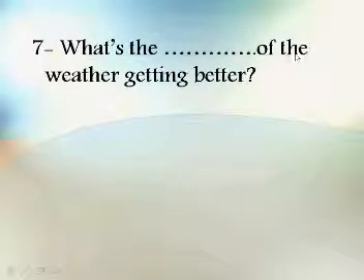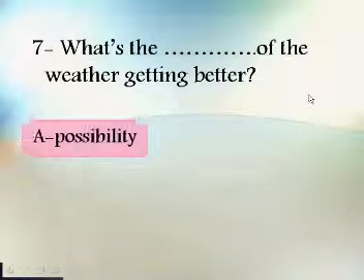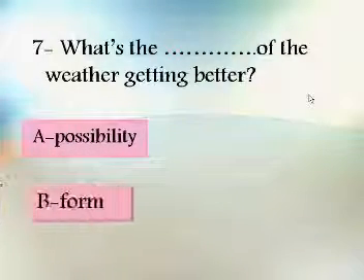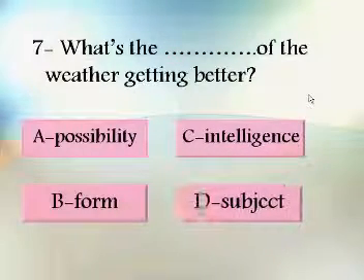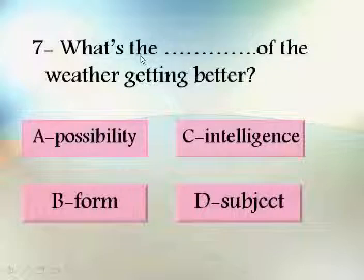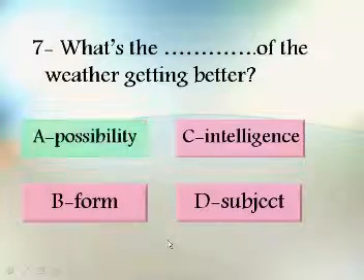What's the ___ of the weather getting better? Possibility, form, intelligence, subject. What's the possibility of the weather getting better? What's the form of the weather getting better? Intelligence or subject? Of course, the correct answer is possibility. What's the possibility of the weather getting better?